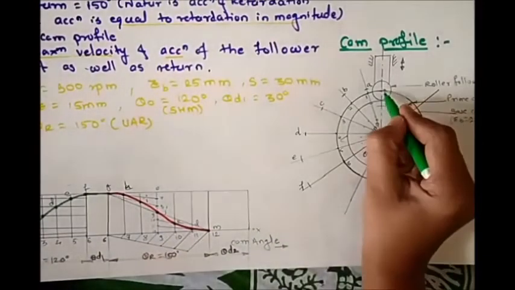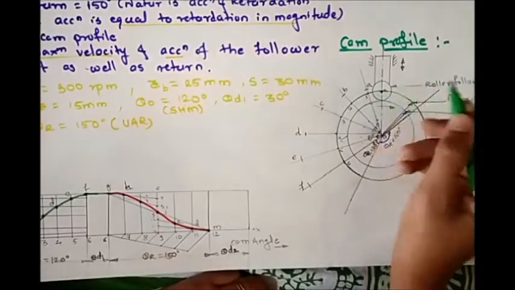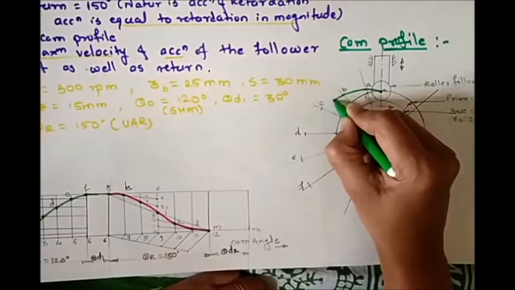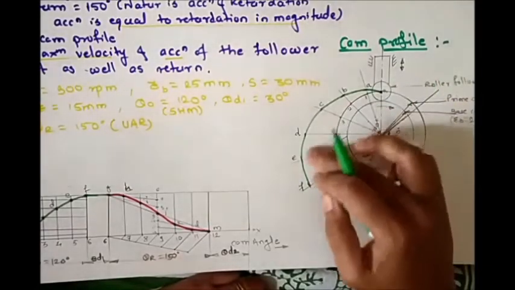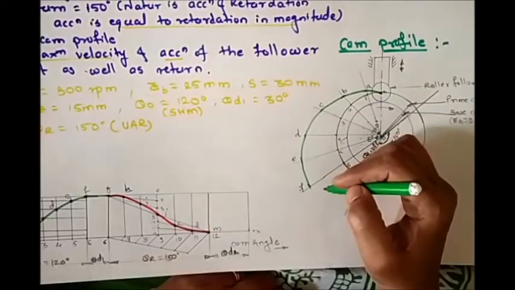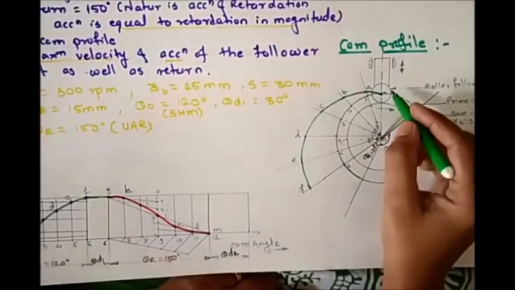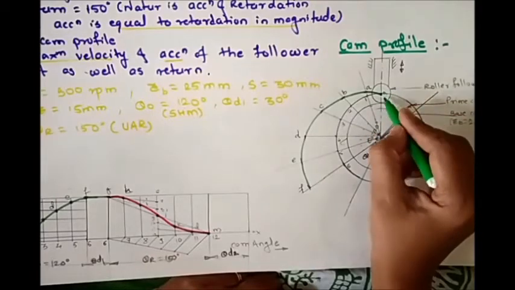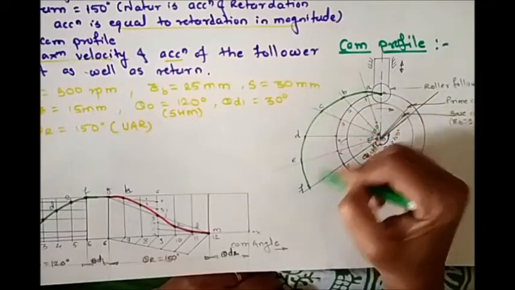Now at the center of the roller we have the point 0. From this point 0 draw a smooth curve passing through the points A, B, C, D, which represents the pitch curve in the case of a roller follower, because we know that the pitch curve is the curve traced by the trace point. Here we have the trace point, and that trace point is shifted to A, B, C, D, and we have drawn this pitch curve.